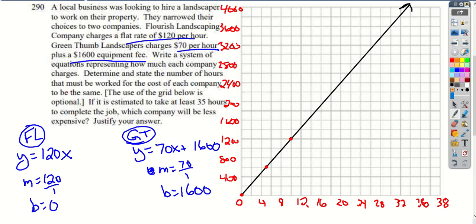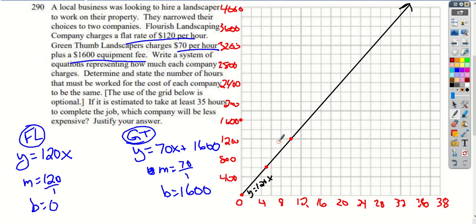All right, and then we want to make sure we put the equation on the graph. So we'll do y equals 120x. All right, the second one. Same thing here. Now this one has a y-intercept of 1600. So at 1600, I'm going to go ahead and put a dot. And then we are going up essentially 70.